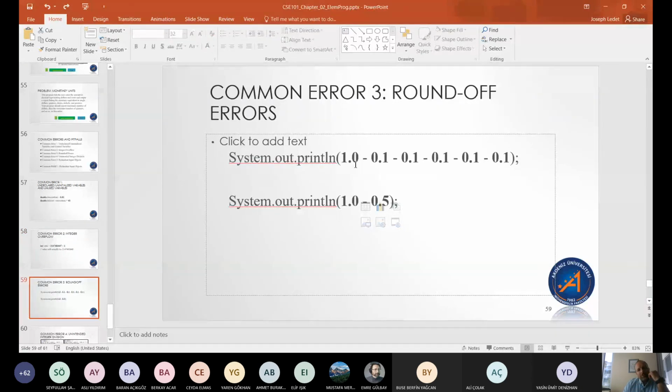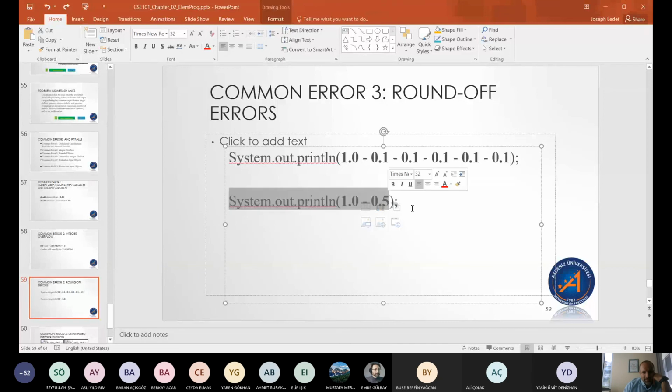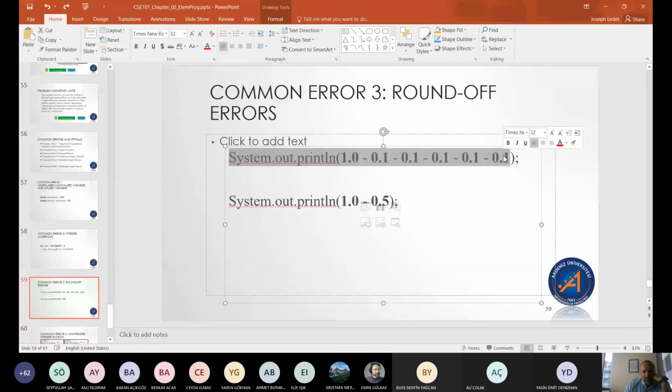Because of the way a double is represented, sometimes this will not be the same as this. We can look at an example of that in just a moment. It's an important thing, because sometimes we think, oh, I'll just subtract 0.1 five times, and it'll be the same as subtracting 0.5. This is actually not going to be the same, as we'll see in a moment.